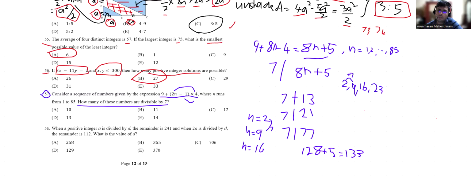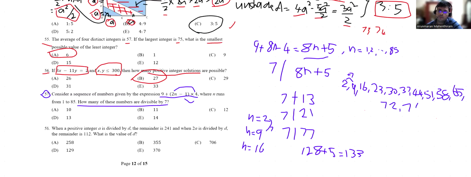We have that 7 plus 7, 30, 37, 44, 51, 58, 65, 72, 79.